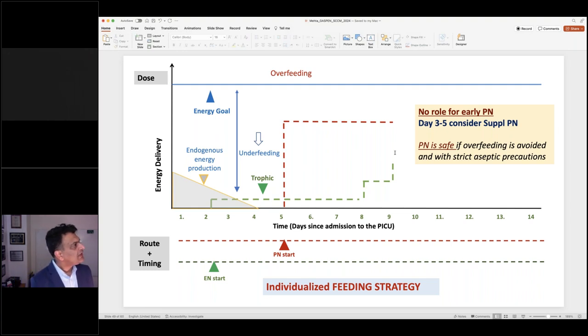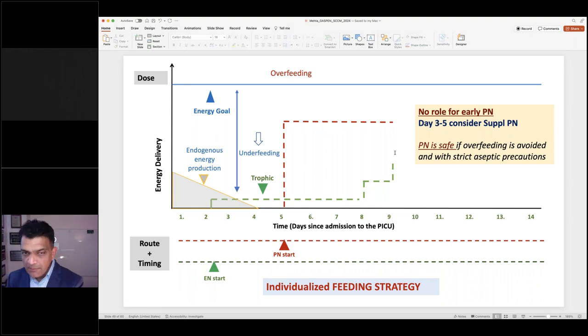The point that we are making to try to counter some of the fear about PN is PN, when used in a logical, in a pragmatic fashion, with avoidance of overfeeding and with strict aseptic precautions, still remains safe. And there is no evidence that it's harmful when used in a fashion that is prudent. So here's where day three to day four, certainly by day five, I would consider supplement PN because I'm not reaching my enteral nutrition goals.